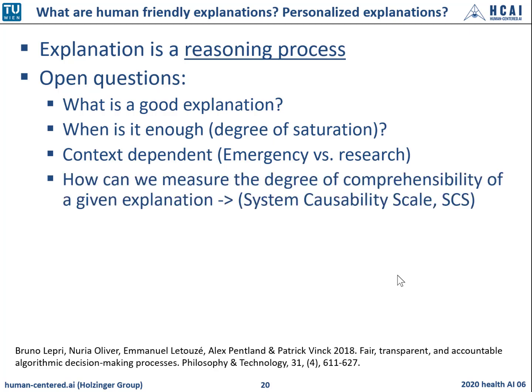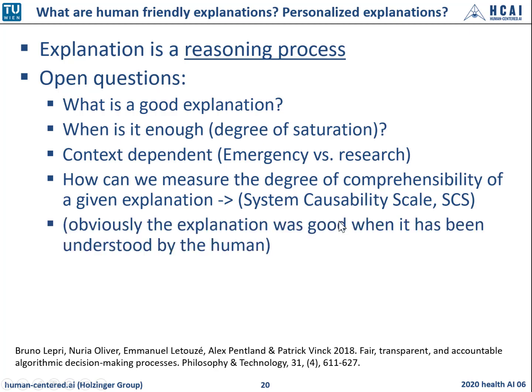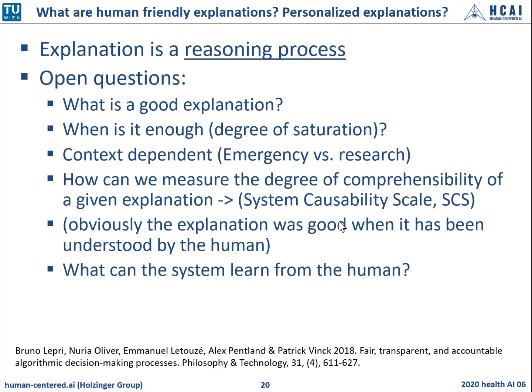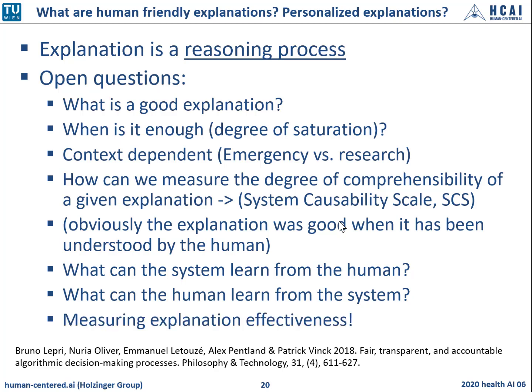And then how can we measure the degree of comprehensibility of a given explanation? Here we have the System Causability Scale, SCS. Obviously, the explanation was good when it has been understood by the human. When you do not know, then you have not understood it. So what can the system learn from the human? This is also very important, but not trivial. And what can the human learn from the system? You see, this is a really, really good task for human-computer interaction. And of course, measuring explanation effectiveness. Was it effective?